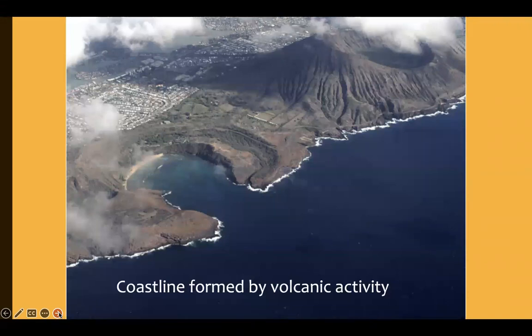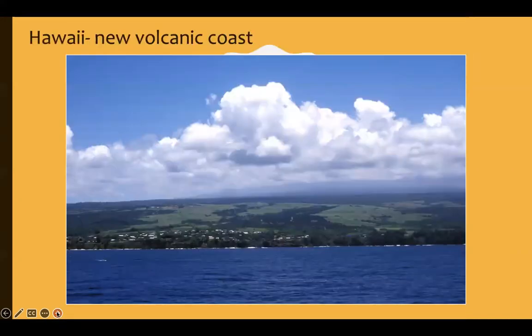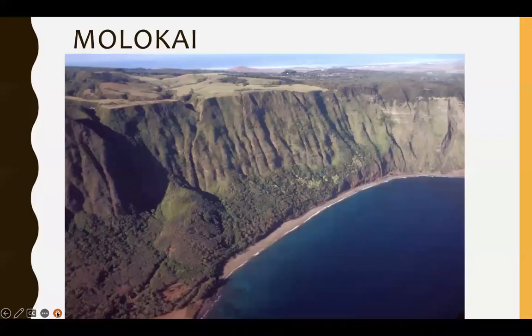This is Hawaii. This is Hawaii Island. No, this is Maui, because that's Honolulu Bay, formed by volcanic activity. Then we have the new volcanic coast. So this is Hawaii Island, and the volcano is behind the clouds, and you can see the new coastline forming. Molokai is an older island.